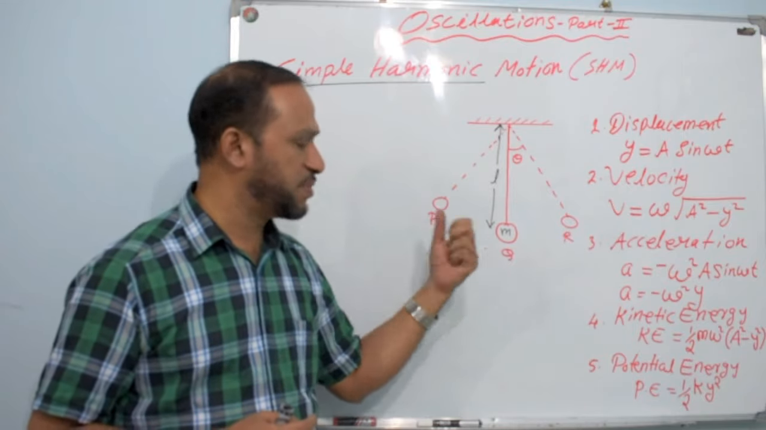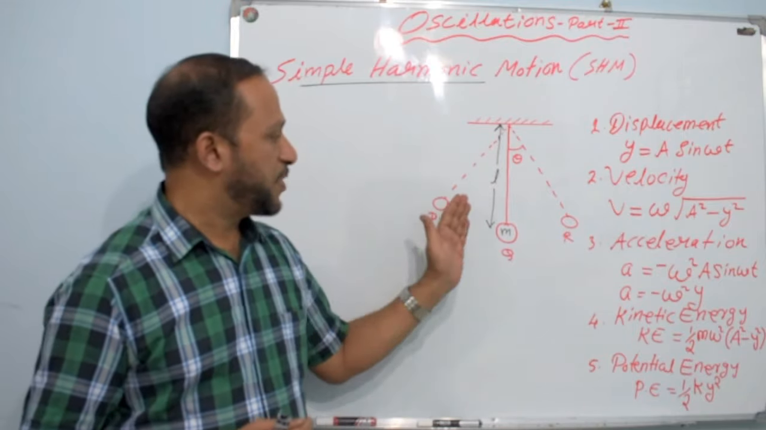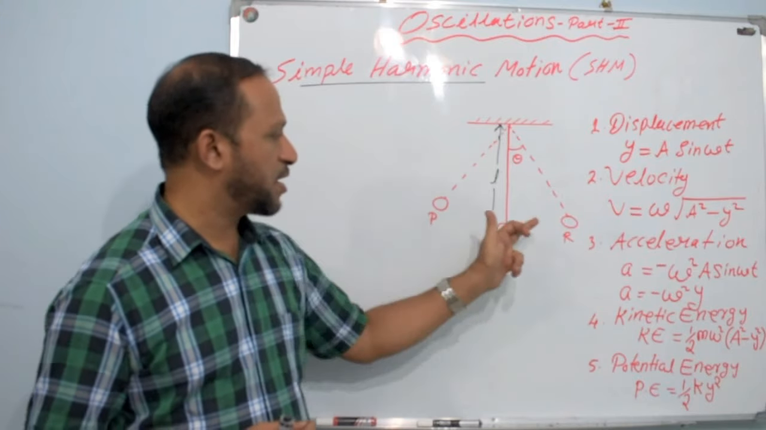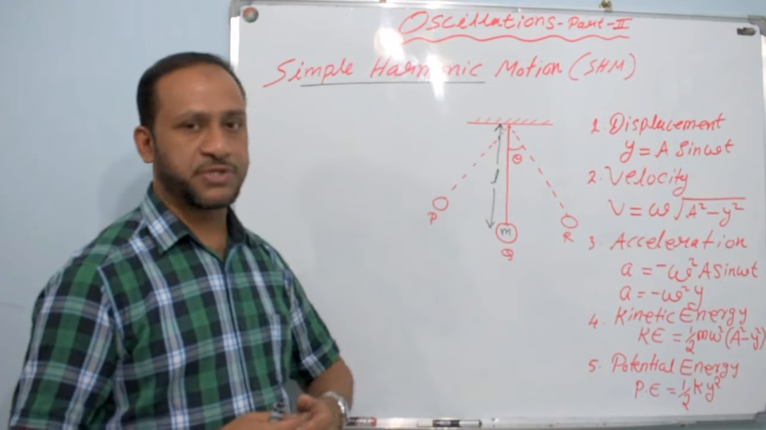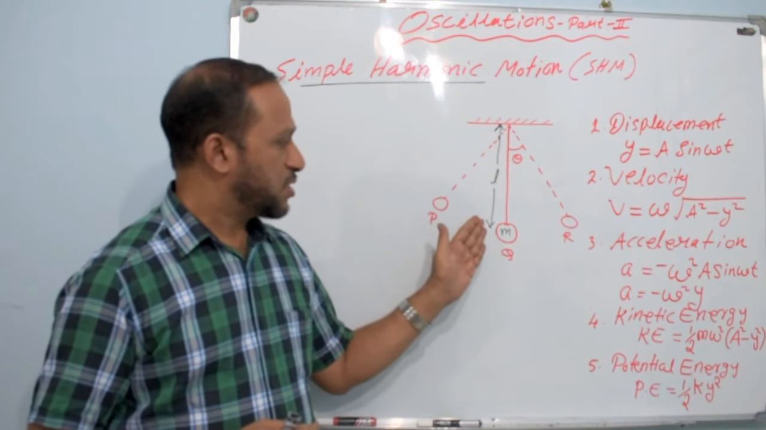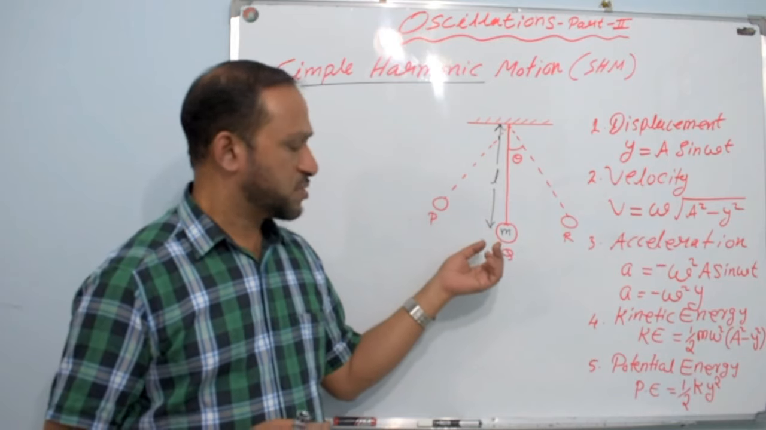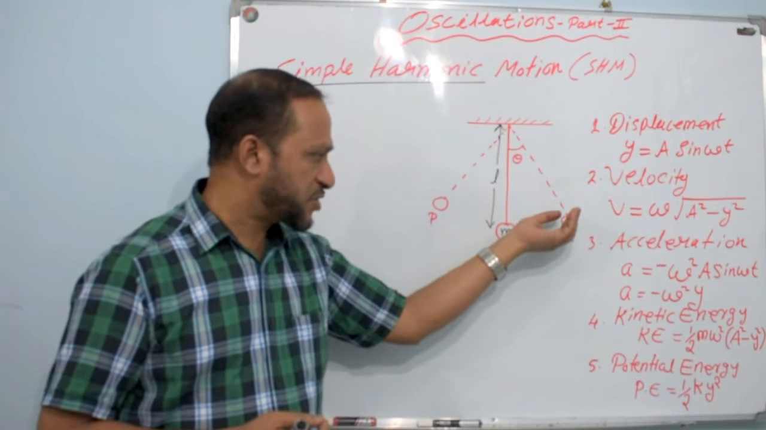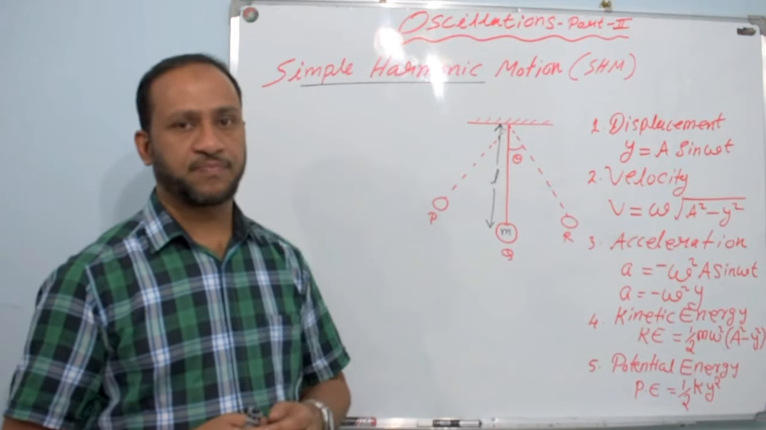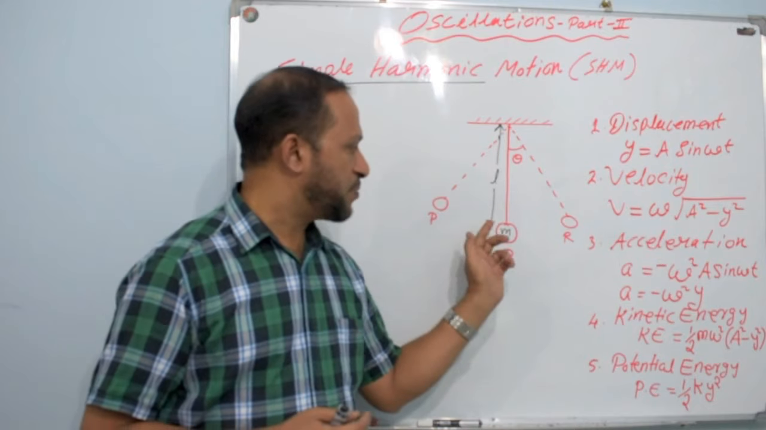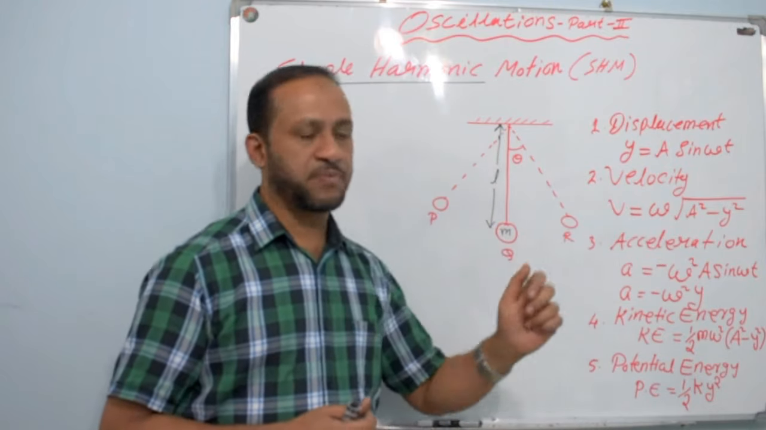Here this Q is the mean position. When the pendulum is oscillating between the two extreme points P and R, Q is the mean position. At any instant of oscillation, the restoring force, that you remember, mg sin theta, will always be acting towards the mean position. And the magnitude of force is always directly proportional to displacement from the mean position.